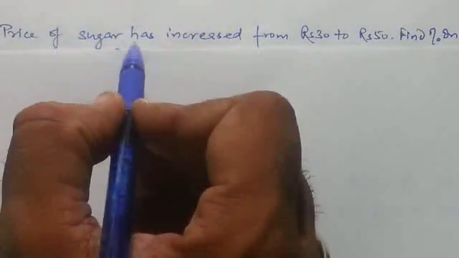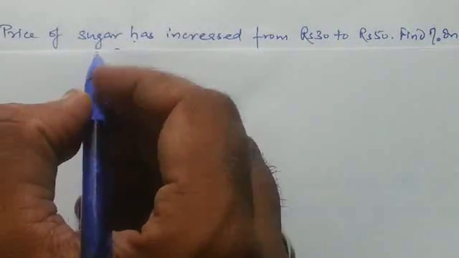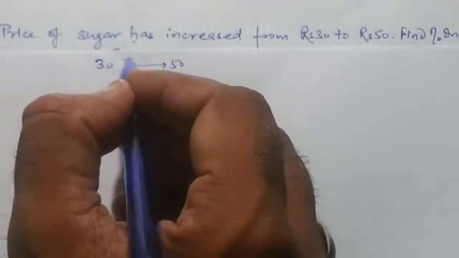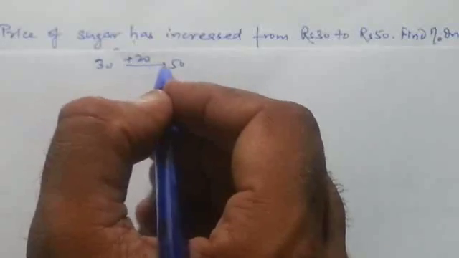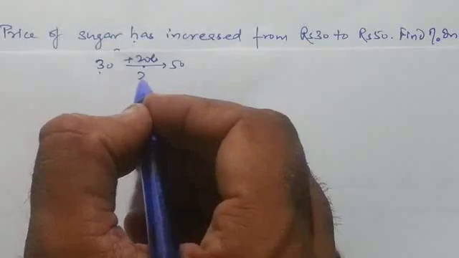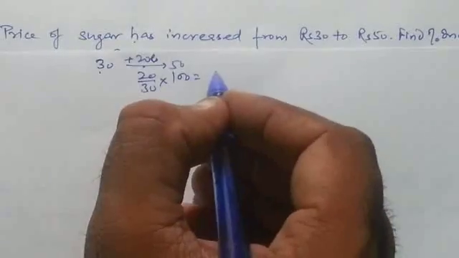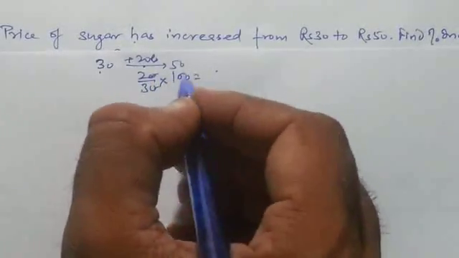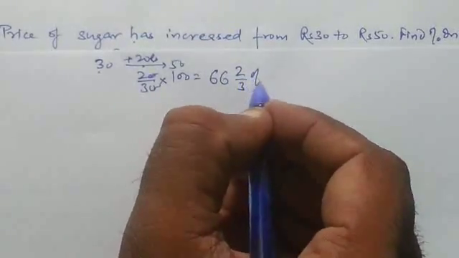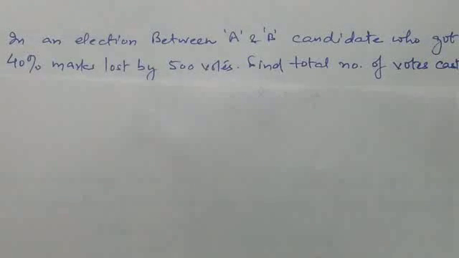Question number 1. The price of sugar increased from 30 to 50 rupees. Find the percentage increase. That is very simple. Initially the price of sugar is 30. Now the price of sugar is 50. So we have an increase of 20 rupees. So 20 rupees is the increase on 30. So the question becomes, what percentage is 20 of 30? So 20 upon 30 into 100, and you can cancel these things, 200 upon 3, that comes to 66 whole 2/3%. Correct? Got the point?